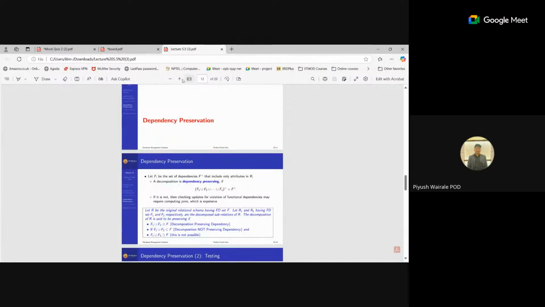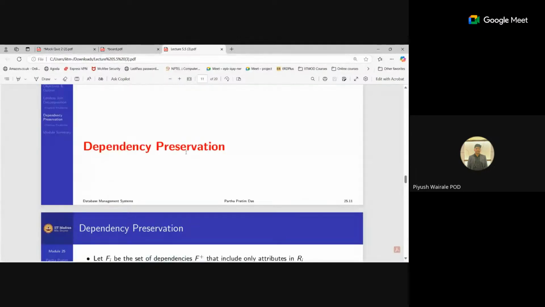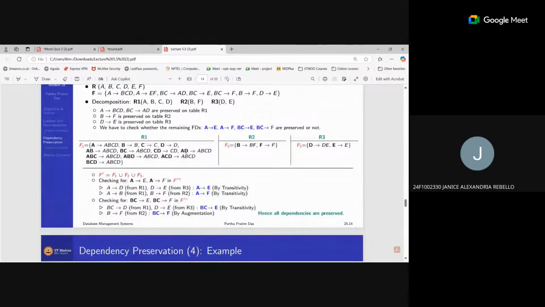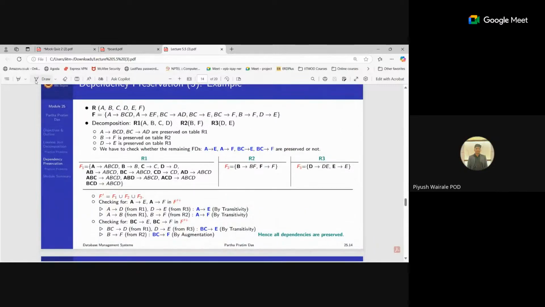Is this visible? So here you can see this example, right? We have this relation R, this many FDs, and a decomposition. We can see this is getting preserved in R1, this in R2, and this in R3. So we are left with these FDs. I cannot add this FD directly to R1, R2, R3 because A is not present, AF is not present anywhere in those three. So we need to check for this one, okay?